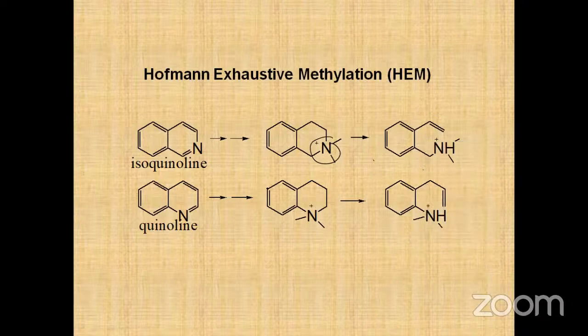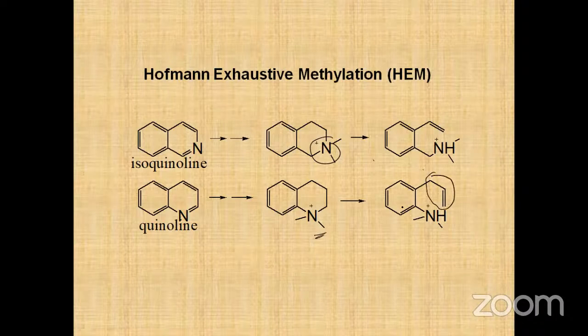In the same way, quinoline is subjected to the Hofmann method, or exhaustive methylation. First it generates the quaternary ammonium salt. Later it is converted to the aniline, an ortho-substituted allyl derivative. This is the allyl fragment, not allyl.